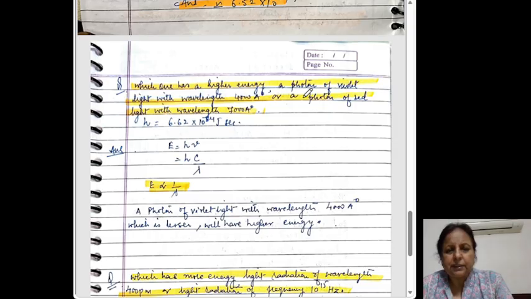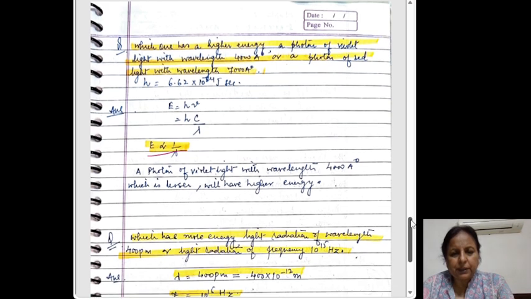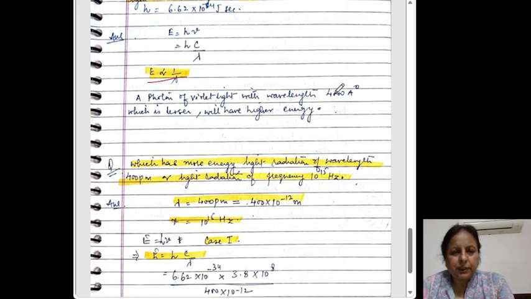Which one has higher energy, a photon of visible light with this wavelength or a photon of visible light with that wavelength? दो wavelength दे रखी हैं, उनमें पूछा है which will have higher energy. So बेटा इसमें कैलकुलेट करने की ज़रूरत नहीं है. इसमें आप देखिए E is inversely proportional to lambda, right? So if lambda is more, E will be less. If it is less, E will be more. So from here we find out that with the lesser wavelength, 4000 Armstrong, it will have higher energy.